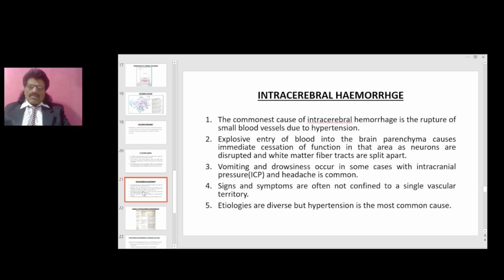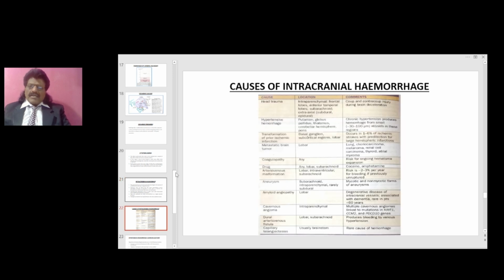But what are the other causes of intracranial hemorrhage? Head trauma. Head injury is very important. Coup and contrecoup injury due to brain deceleration. The characteristic locations are the frontal lobes, anterior temporal lobes, subarachnoid and extra-axial, subdural and epidural. Hypertensive hemorrhage: I want to make an important comment here. In hypertensive hemorrhage, the common sites are putamen, pons, thalamus and cerebellum.